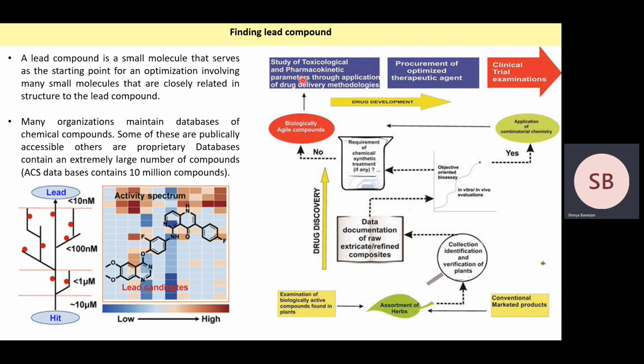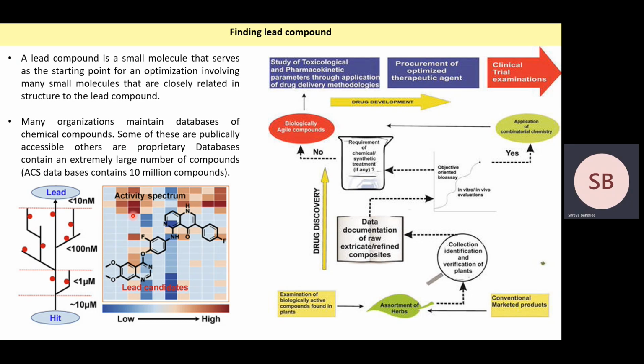So after passing through these tests, the optimized therapeutic agent is procured and then sent for clinical trials. Now, many organizations maintain databases of chemical compounds. Some of these are publicly accessible, while others are proprietary databases, meaning that they are private and they contain an extremely large number of compounds. For example, the ACS database contains 10 million compounds.